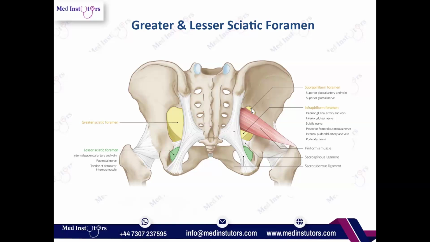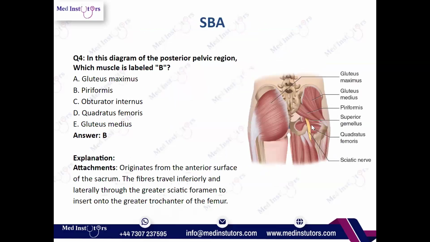Now let's look at the contents which are passing through here. The contents of suprapiriform foramen are the superior gluteal artery and vein and superior gluteal nerve, easy. Then inferiorly, it is the inferior gluteal artery and vein and inferior gluteal nerve. Sciatic nerve is a very important component, please remember. You can see in this picture how the sciatic nerve is going to pass through the greater sciatic foramen, and now it is very visualized that it is passing through the infrapiriform foramen.